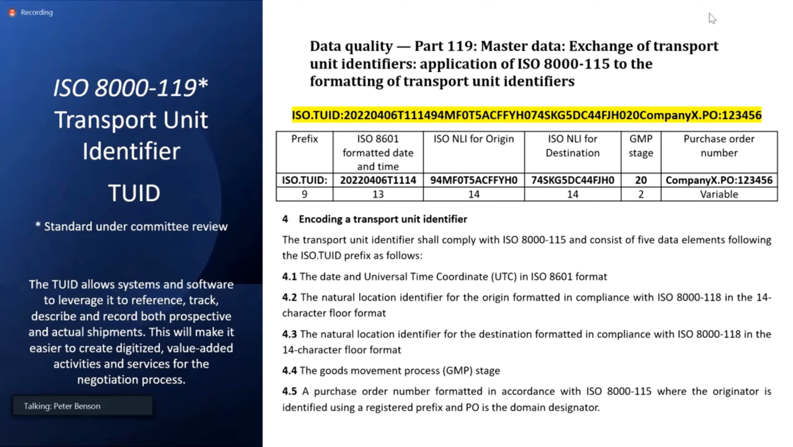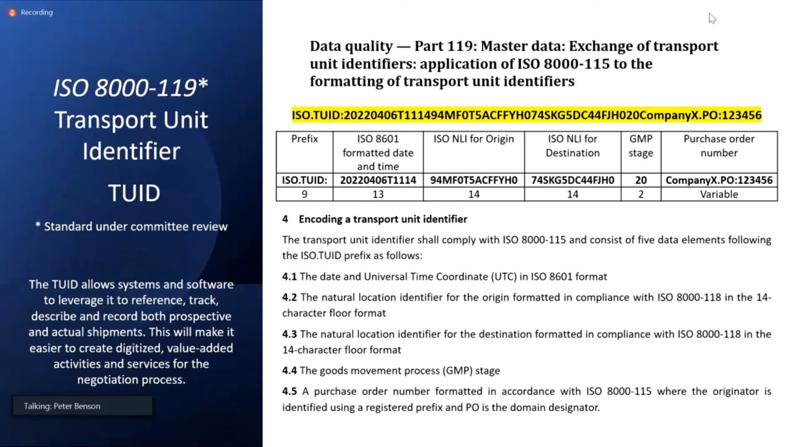That's pretty obvious. We take the ISO 8601 format for date and time. We then take the NLI of the origin, the NLI of the destination. We have what's called a GPM stage. That's actually very important to the transport industry. That is a stage where you can identify whether I'm looking for a carrier to move the goods. I found a carrier, the goods are in transit. Different stages of the operation of end-to-end logistics have different stages.